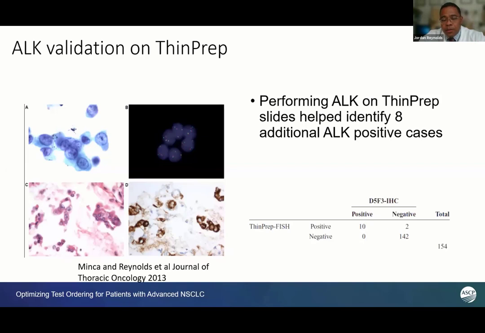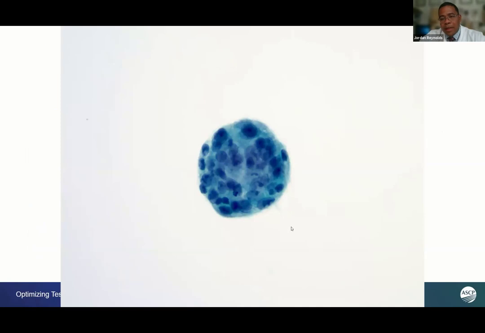So, just the pre-analytics alone might have ruined the tissue for the ultra-sensitive IHC. So now we start doing ALK on our thin prep slides. So going back to this patient, after we validated that test, we took this specimen and we got the slide over to the molecular lab, and they rushed the case and they found that it was ALK positive.